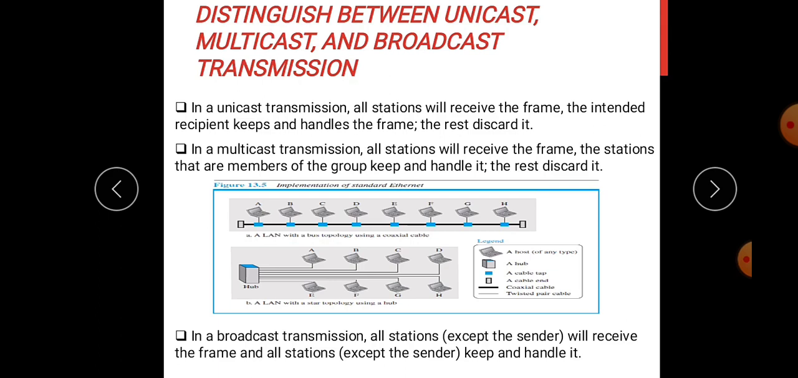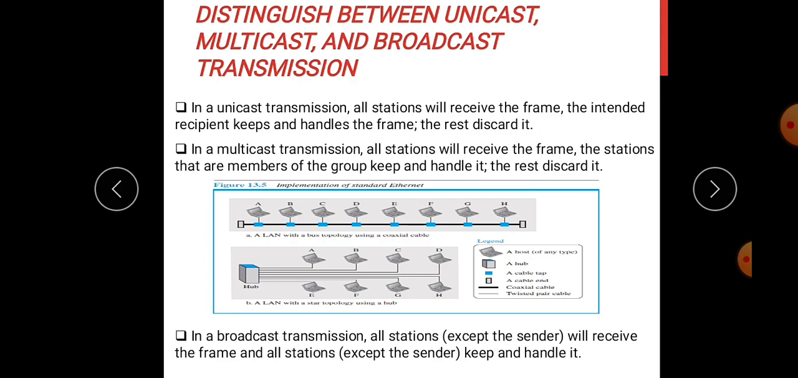Always remember, the transmission in standard Ethernet is always broadcast, no matter whether the intention is unicast, multicast or broadcast. So the question is, how are unicast, multicast and broadcast transmissions actually distinguished from each other?